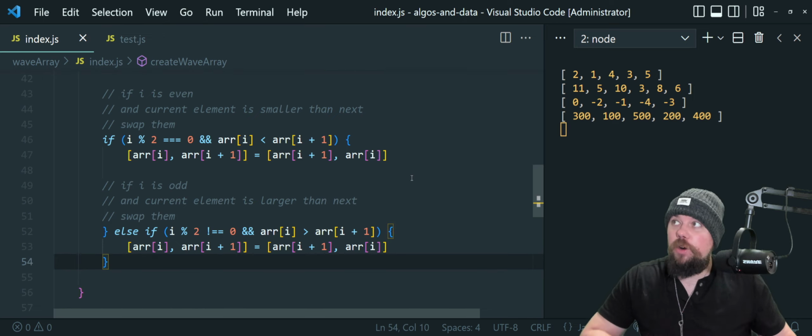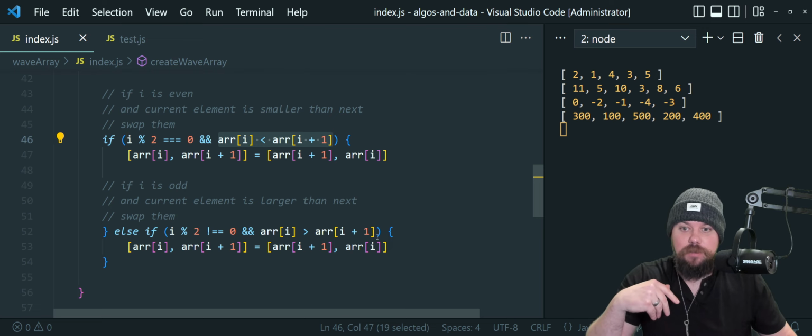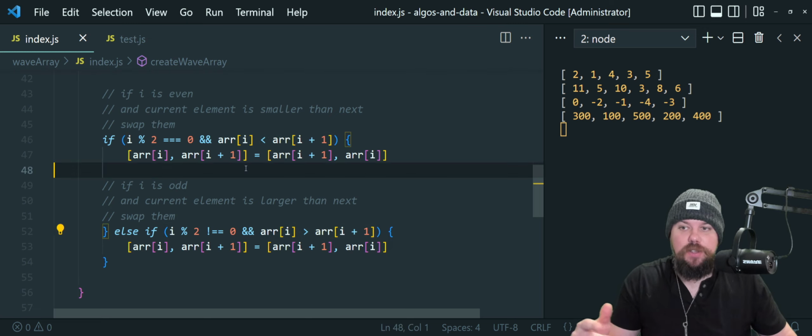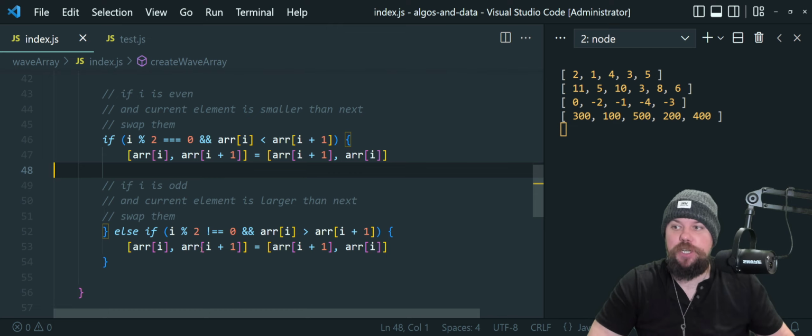But yeah, that's another way of solving the wave array problem here by simply moving every odd and even value and comparing to see if it's less than on evens, greater than on odds, and then just swapping their positions until we get our created wave array. It's just not sorted in this particular case.